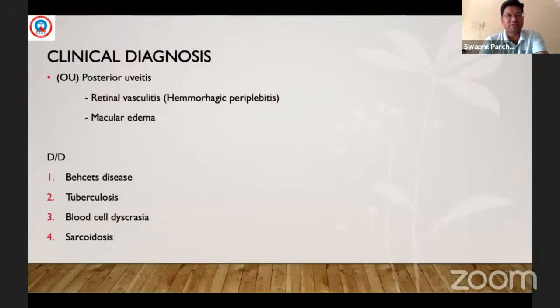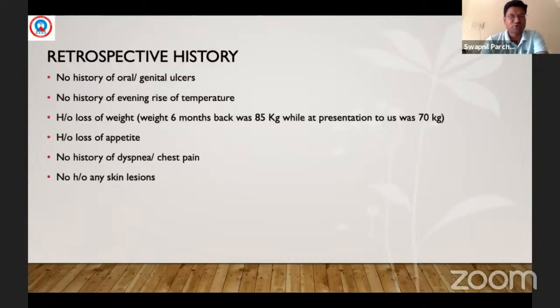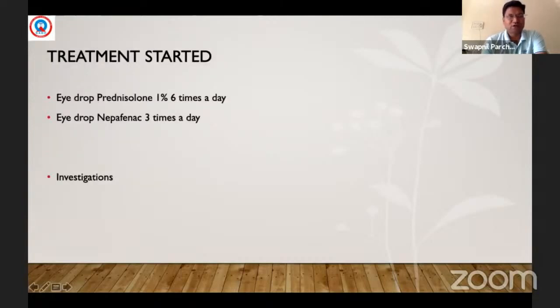So the clinical diagnosis at this point was posterior uveitis, retinal vasculitis, mainly hemorrhagic periphlebitis, along with macular edema. The differential diagnosis we can suspect is Behçet disease, tuberculosis, blood cell dysplasia, and sarcoidosis. On retrospective history, this patient gave a history of significant weight loss in the last 6 months. At that point of time, we started topical drops, prednisolone and nepafenac, and we investigated this patient.